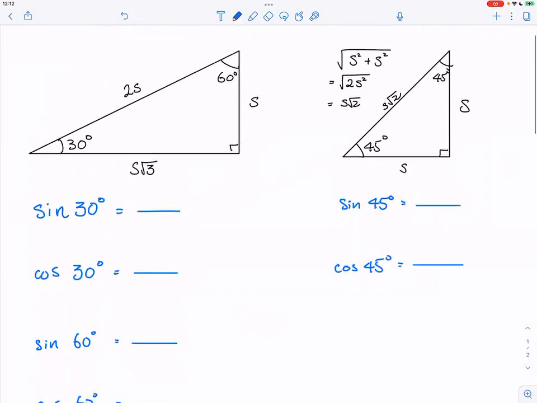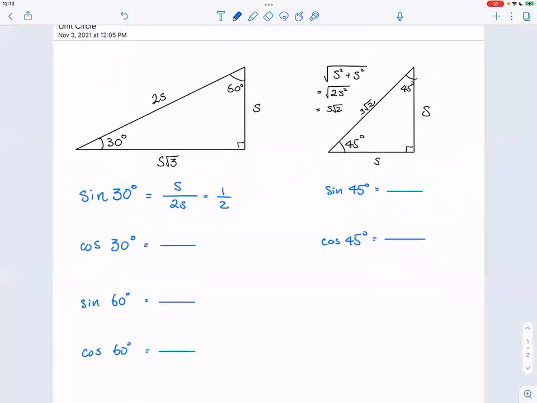Now, just to get you started, in case you might be a bit puzzled. If you look at sine 30 degrees, that means we're looking at the 30-degree angle right here. What is the opposite side of the 30-degree angle? S. And the hypotenuse is 2S. So if you simplify it, you have the ratio of 1/2. Okay, so go ahead, take a minute or two, and work out all the ratios for these trig functions.